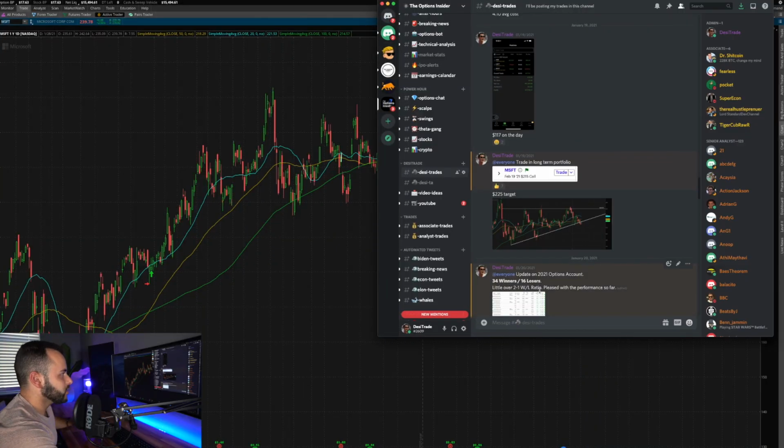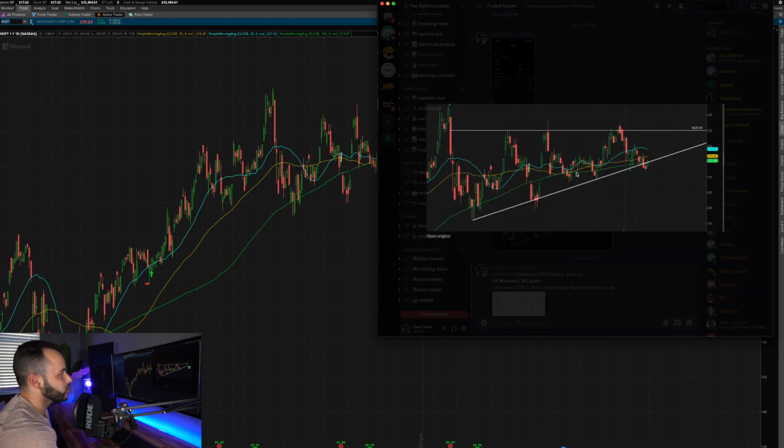So guys, the next swing trade is on Microsoft, and I took this on the 19th of January right here, long-term portfolio. I took this swing trade. I took a February 19th 215 call with a $225 target. Now, this is the technical analysis I did for the chat. So we'll go over this on the actual chart, but this is what I shared with the Discord chat.